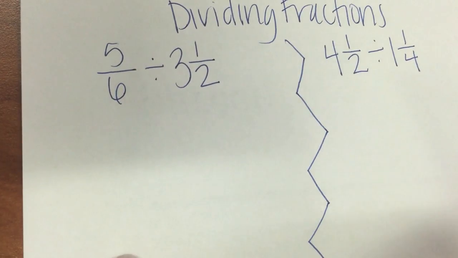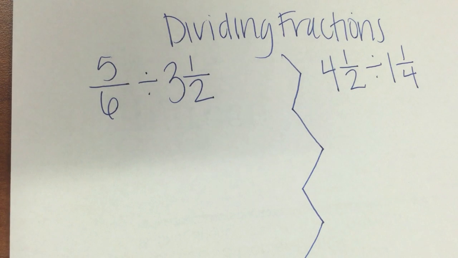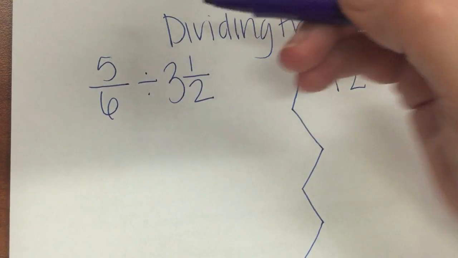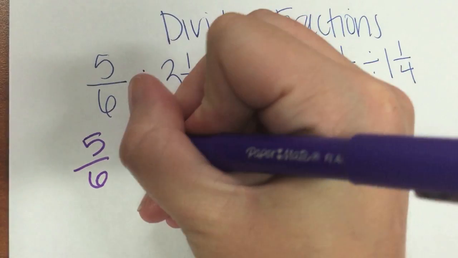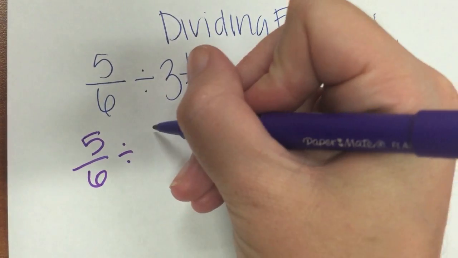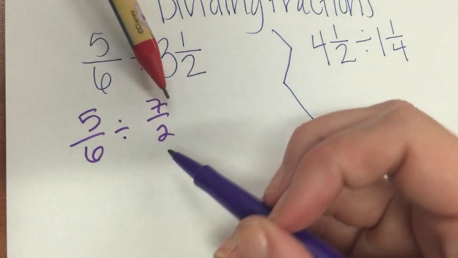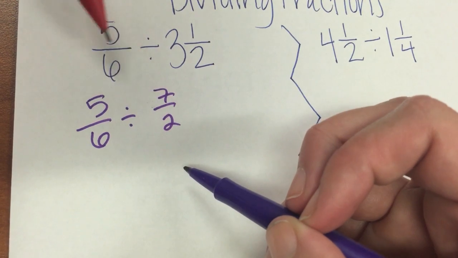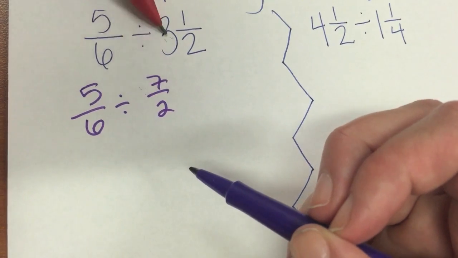So let's go over a couple problems. We have 5/6 divided by 3 1/2. Well, can I leave it as a mixed number this time? Just like multiplying fractions, you cannot. You've got to change it into an improper fraction. So let's first turn that into an improper. 5/6 divided by, 2 times 3 is 6, plus 1 is 7 over 2. This is very important. This is the reason why you have to convert this mixed number to an improper fraction, or else this value gets lost.